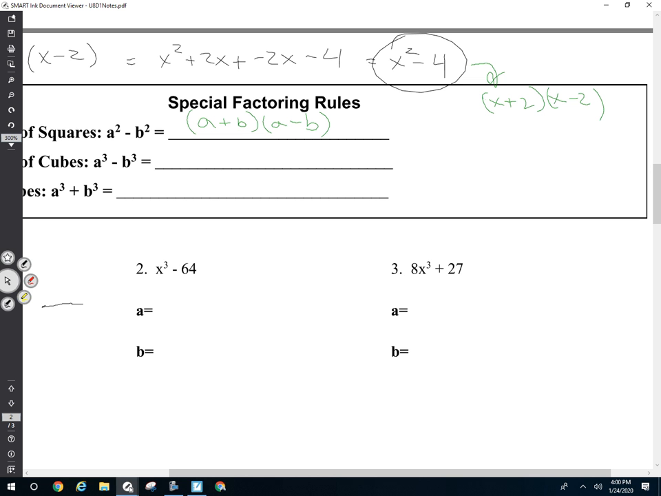Let's start with an easy one. There aren't any easy ones, actually. I'll give you an easy one. Question number 5.5.